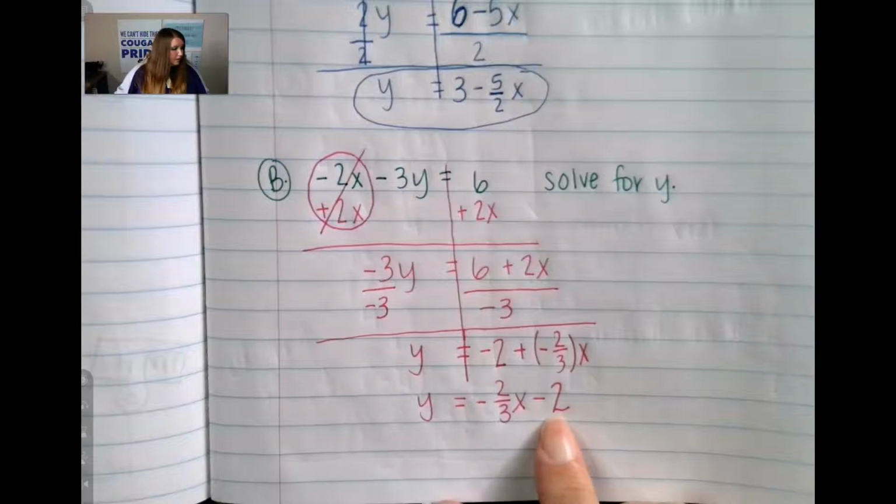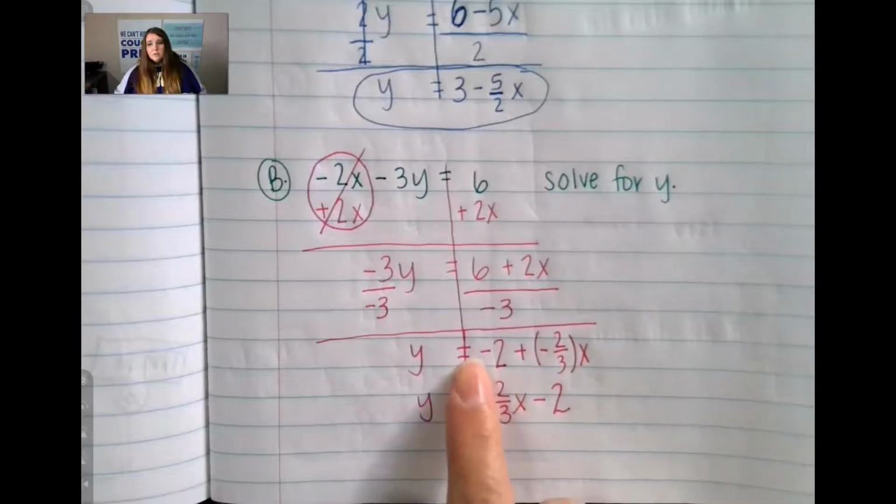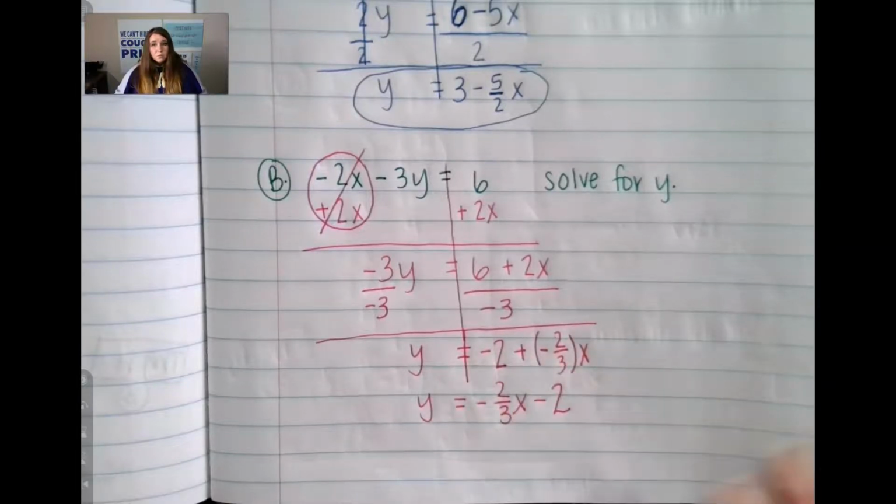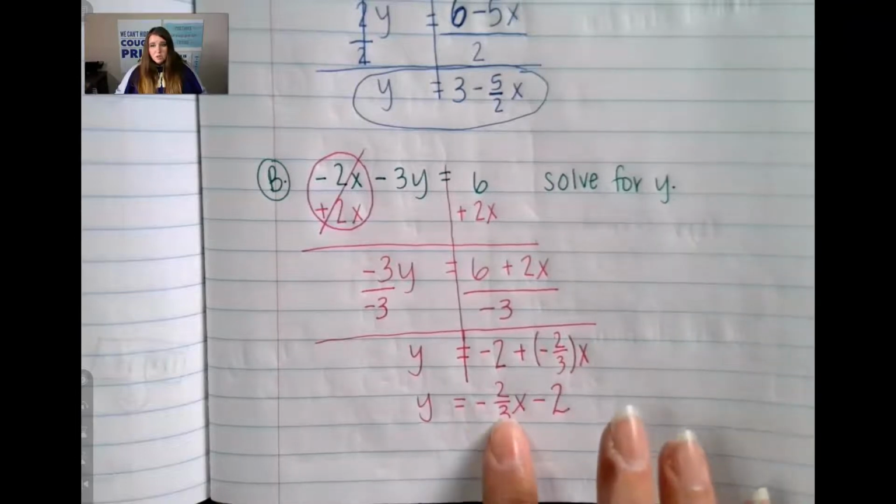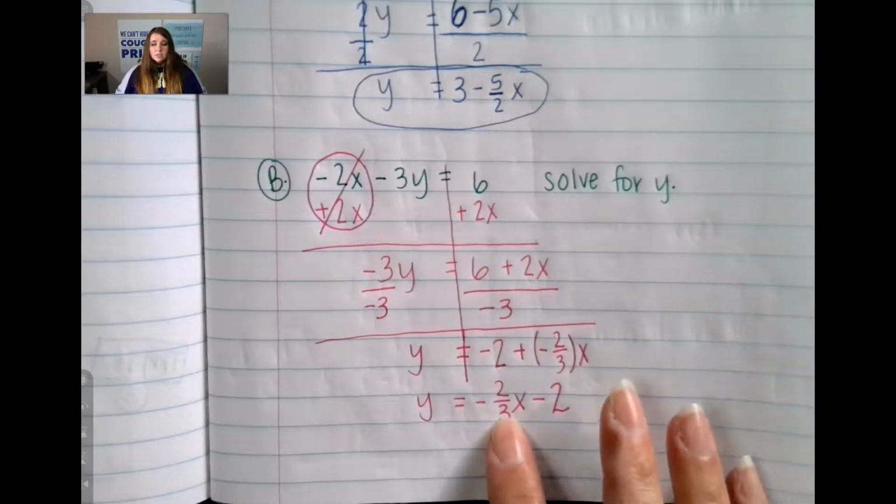If you didn't get that right, that's totally fine. Not a big deal. Just make the quick switch. If you had it this way, that's fine as well. Just make the quick switch so that the variable goes in the front.